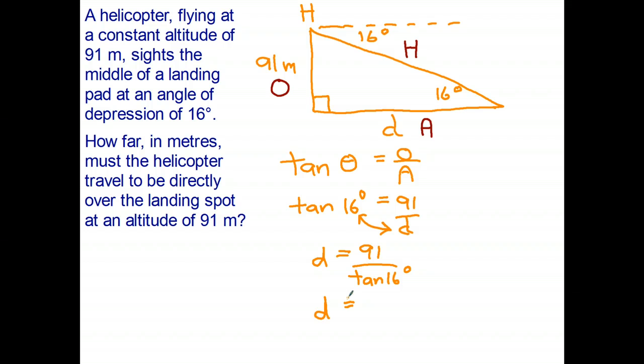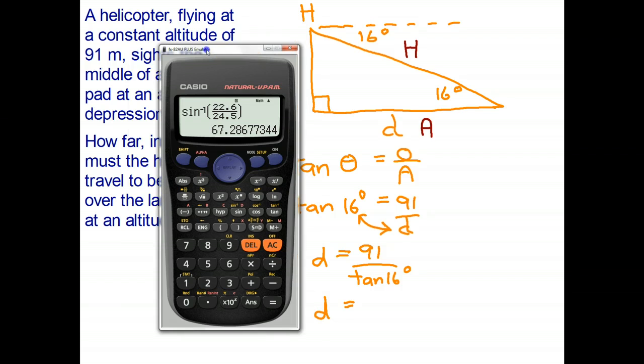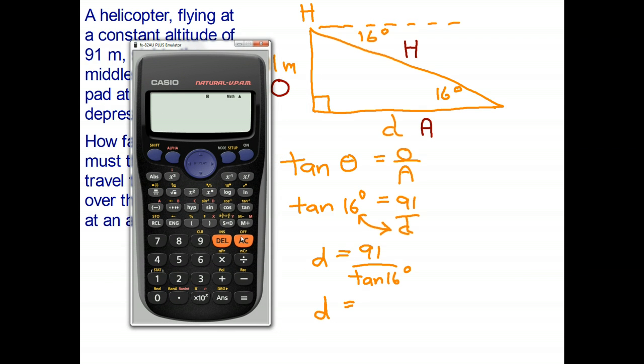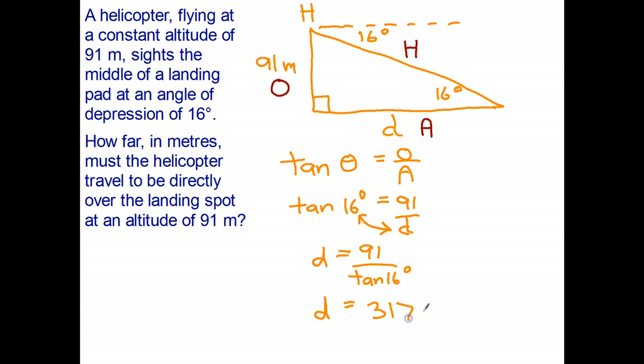And I think we'll do it to the nearest meter. You don't measure distances that you fly to centimeters, you measure them in meters. So 91 over tan 16. Let's clear what we had from the previous calculation. And I need a fraction. 91 over tan 16. Check what I've typed matches. It does. And that's going to be 317 meters, rounded off to the nearest meter.